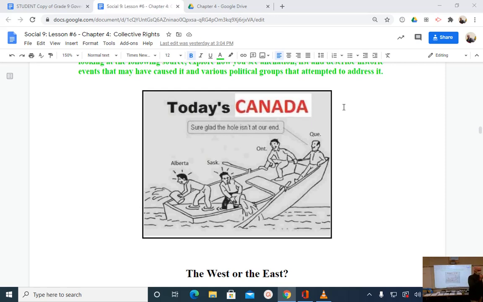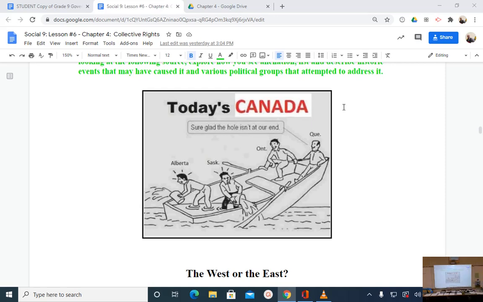Looking ahead at some of the textbook stuff that maybe you've done, some of the worksheet stuff that maybe you've done, do we have any language, any words, any vocabulary from this chapter that we can apply to this cartoon? What kind of emotion might Alberta and Saskatchewan be feeling? What kind of emotion might they feel?